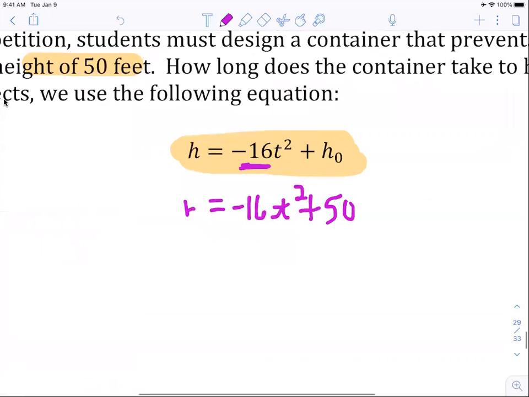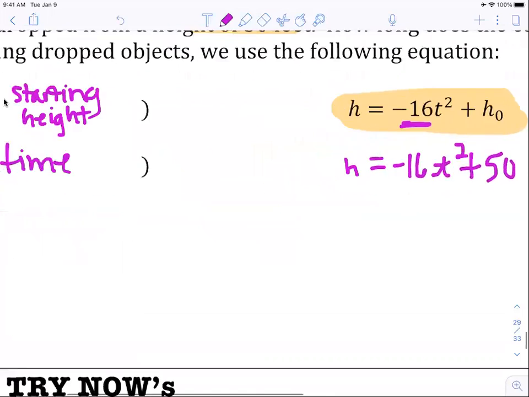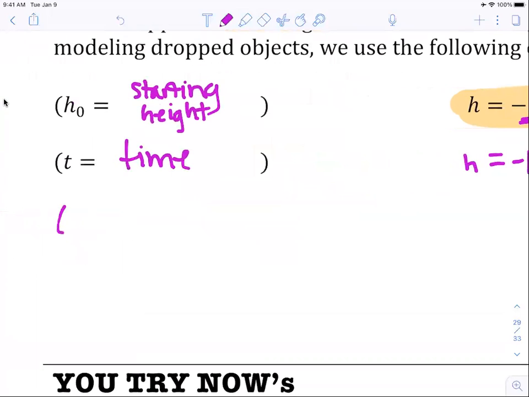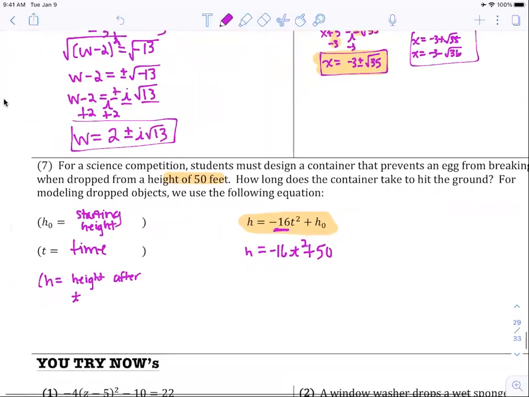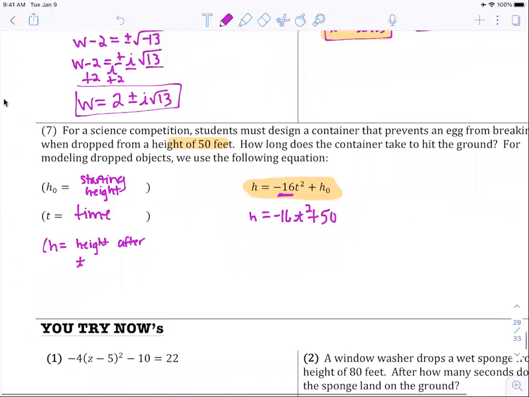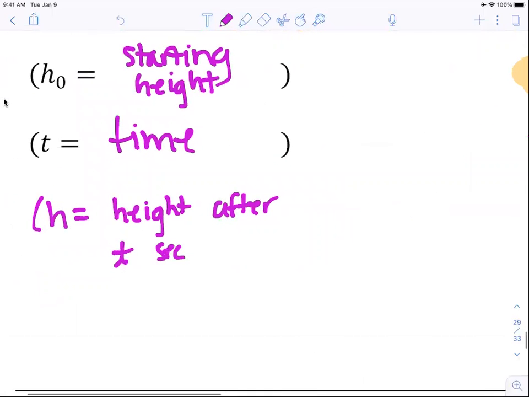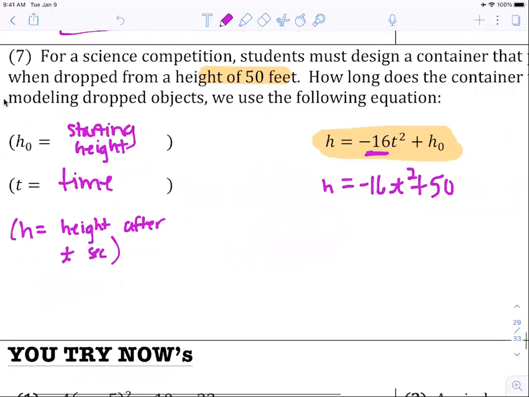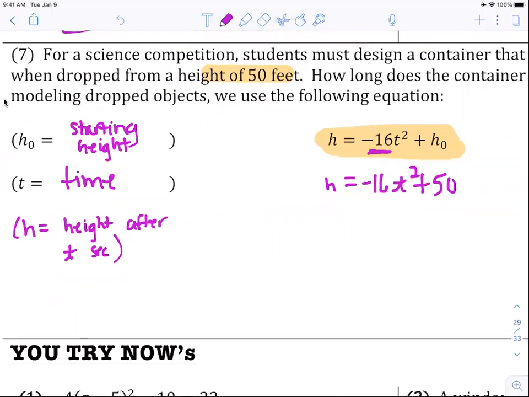Now, this h on the left side is different from the starting height. You might want to add this to your defined variables: this is the height after t. And usually there are units. If it doesn't say, it's implied that it's after seconds. It could be minutes or hours, but most of the time when we use this equation, t is always going to be measured in seconds.